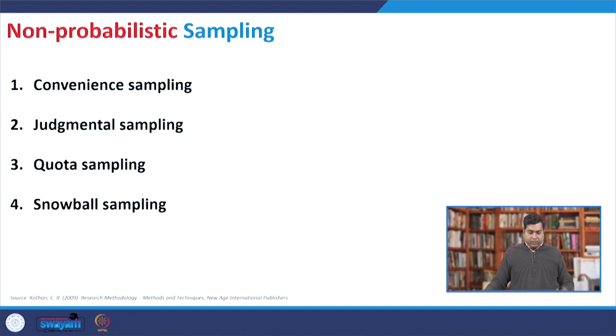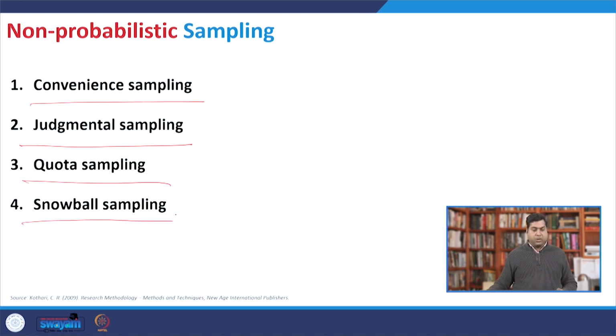Now, if you want to know the classification, yes, in this case we have certain kinds of sampling. You may find more if you search the web, but these are the most commonly used non-probabilistic sampling techniques: convenience sampling, judgmental sampling, quota sampling, and also snowball sampling. So, what are they, and where can we use them? Let us understand one by one.